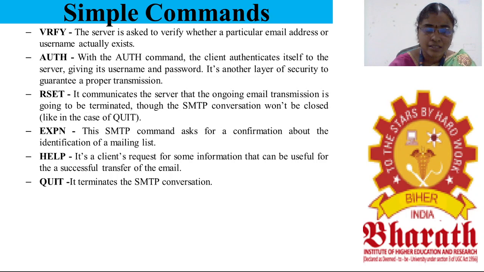Then RSET, that is the reset command. It communicates to the server that the outgoing email transmission is going to be terminated. Though the SMTP conversation won't be closed, we are going to close the particular communication. That will be represented with the help of the RSET. Then EXPN, this command asks for a confirmation about the identification of a mailing list. Then the HELP command, if you need any help, we can use this. It's a client request for some information that can be useful for a successful transfer of the email. Then the QUIT command is used to terminate the SMTP conversation.